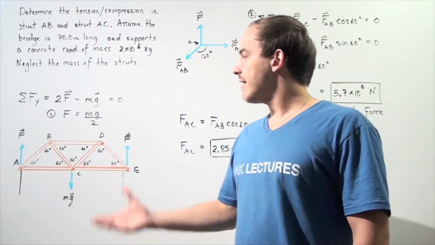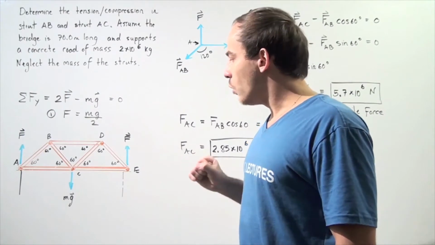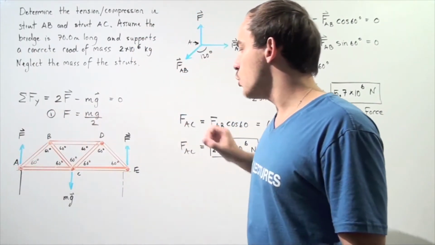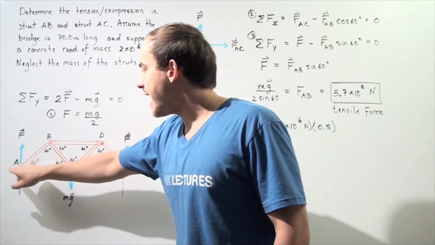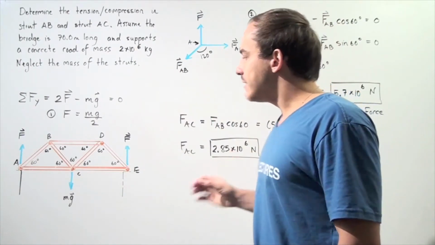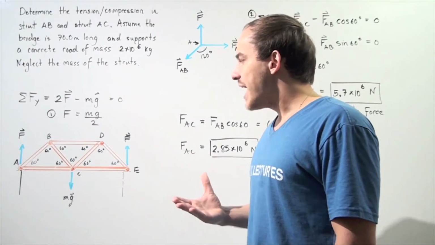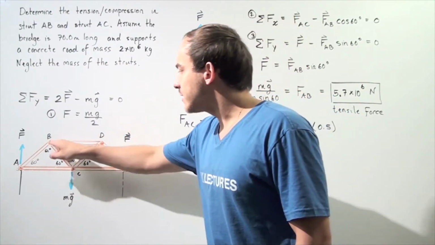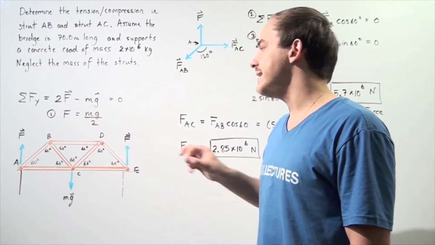Let's suppose we have the following bridge, a three-dimensional bridge, but we're only looking at the two-dimensional side. We're looking at the side view of the bridge. Now we have a beam that connects point A on one edge and point E on the other edge. And this beam is supported by a truss system, a network of rods also known as struts that are connected at the joints at points A, B, C, D, and E.